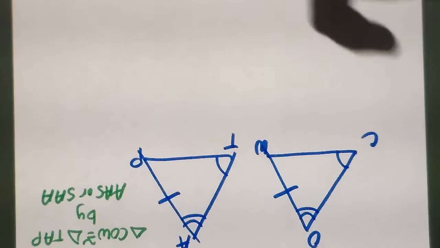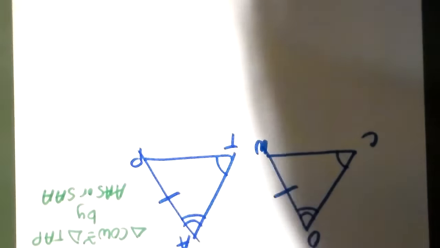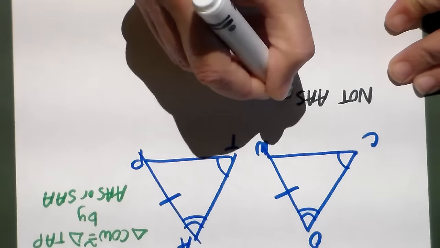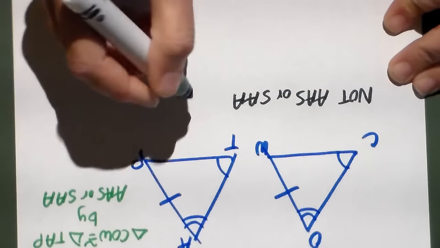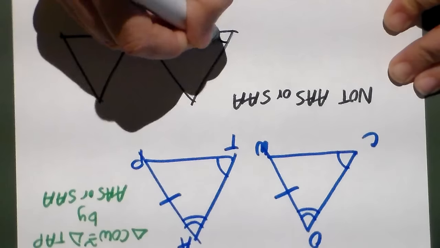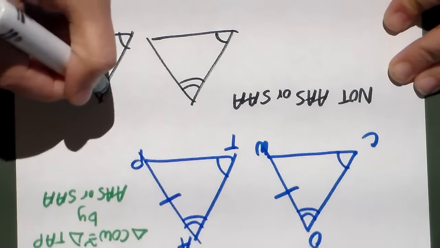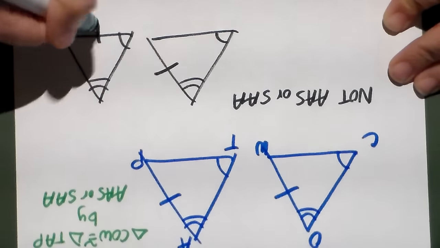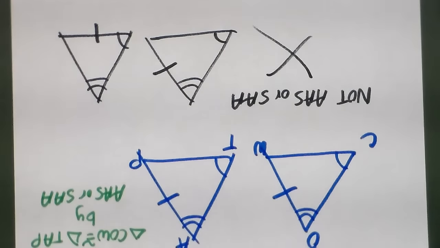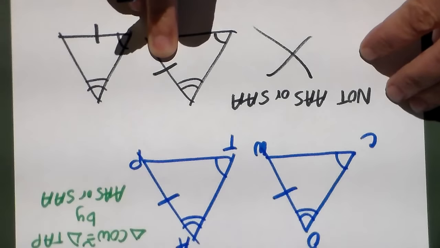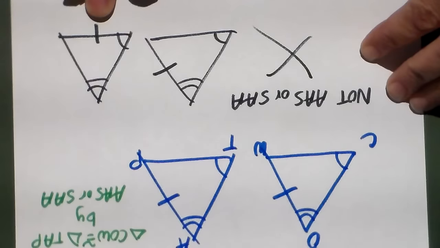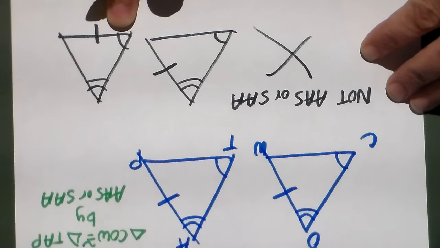And my red marker's not working, otherwise I would do the traditional not. So this is not angle, side, or side, angle. If I see something like this, I want you to look at the difference here. This is not side, angle. If you look at this, where is the side marked congruent attached? To the angle with two arcs, right? Where's the side attached here? To the angle with one arc.